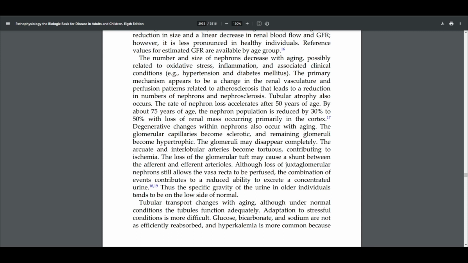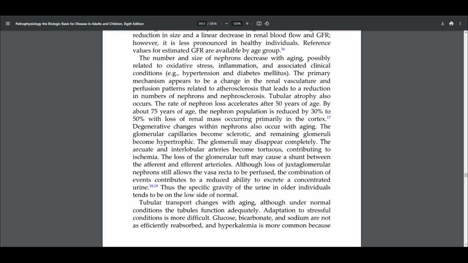Degenerative changes with the nephrons also occur with aging. The glomerular capillaries become sclerotic, and remaining glomeruli become hypertrophic. The glomeruli may disappear completely. The arcuate and interlobular arteries become tortuous, contributing to ischemia. The loss of glomerular tuft may cause a shunt between the afferent and efferent arterioles.